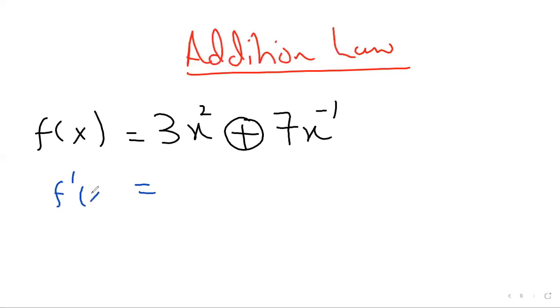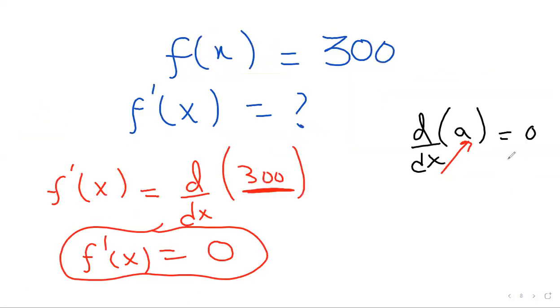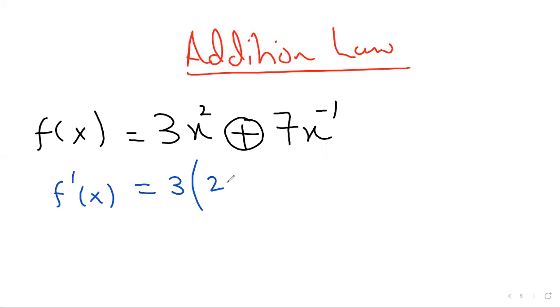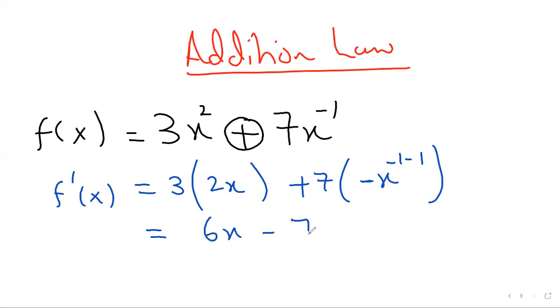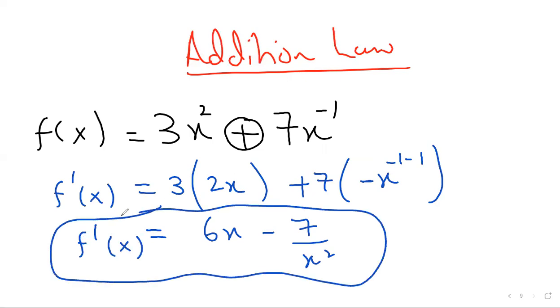Like the first derivative you found out. 3 will remain 3, because you have already learned that a comes out. The derivative of 2x: 7 remains as it is. Power will become coefficient. Power is reduced by 1. And the derivative of x, again without power, is always 1. 3 to the 6x minus 7 upon x square. This is the first derivative. Addition law. Subtraction law.